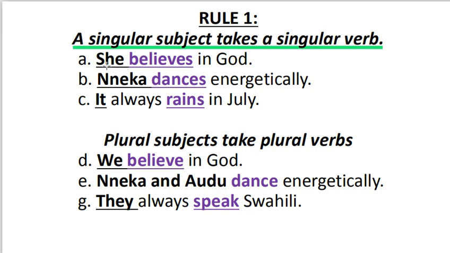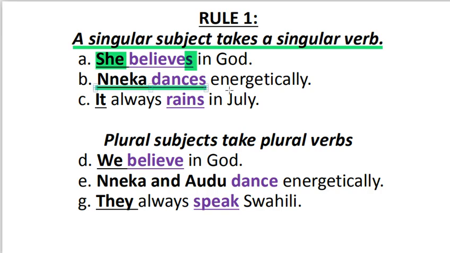Example A, she believes in God. Because she is one person, the verb believe will also be singular, and that makes it believes. Remember, it is the singular verb that carries S. So believes is a singular verb. Singular subject, she, and the singular verb believes. That is what we call Concord. A singular subject takes a singular verb. She believes in God.